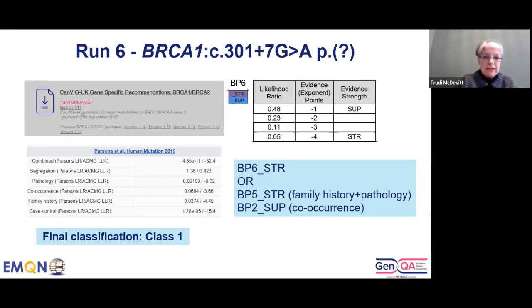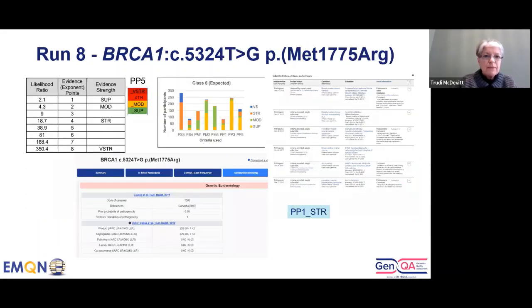So you can use BP6 at strong, or alternatively, you can use the individual components. So you can, for example, use the family history and pathology together to apply BP5 at a strong level. And you can also use the co-occurrence to apply BP2 at a supporting level. Again, reading the exponent figures off the table. So next slide, please.